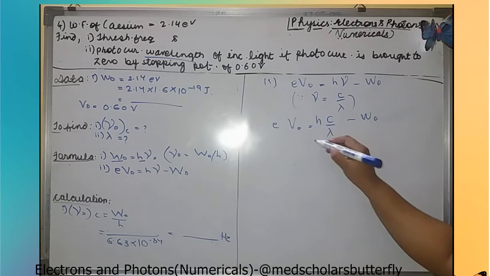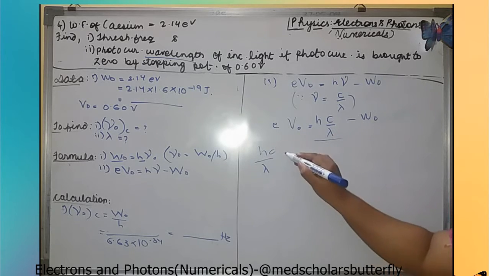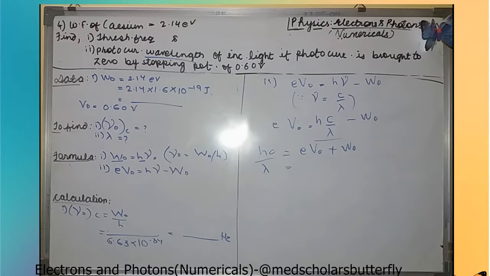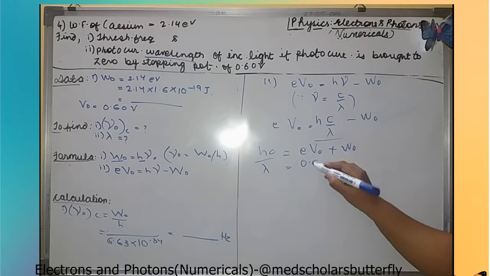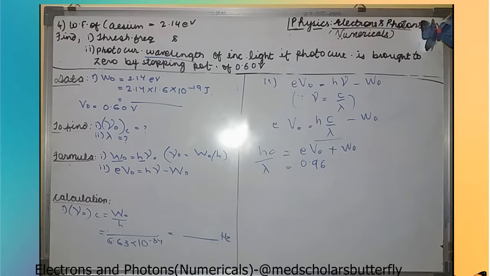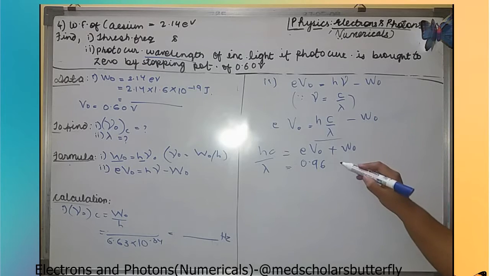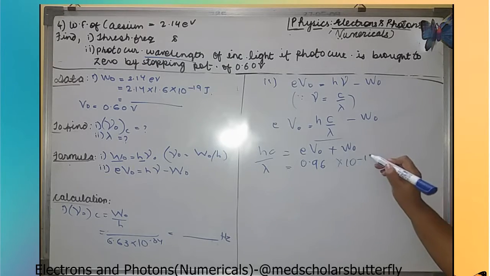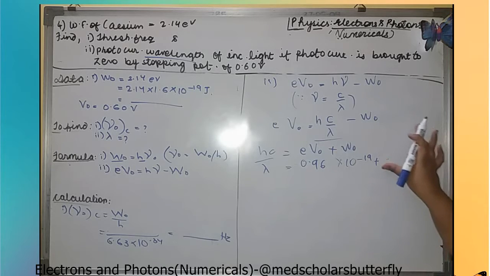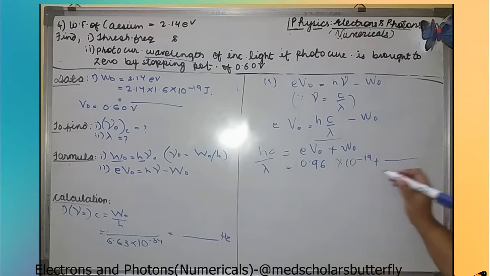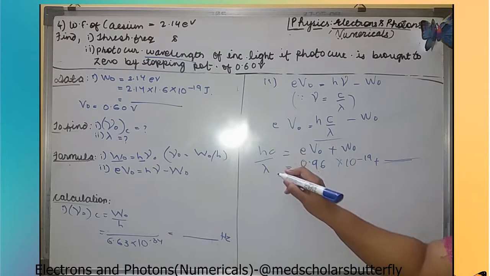So this becomes, we will take this here first. hc by lambda is equal to EV0 plus W0. So what is EV0? It is 0. We have multiplied both the values, this 0.60 and EV0, which is flashing here. It becomes this much plus whatever the W0 you get. Then you will take this value, this double dash. Okay, this is hc by lambda.